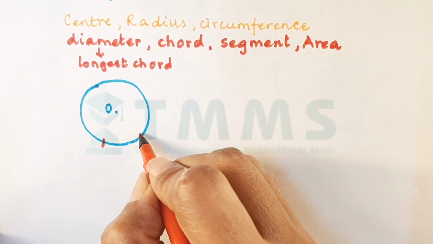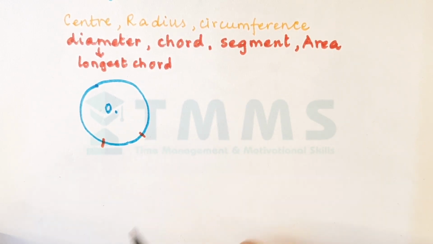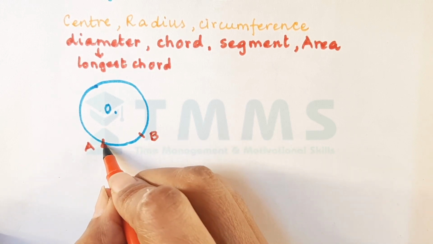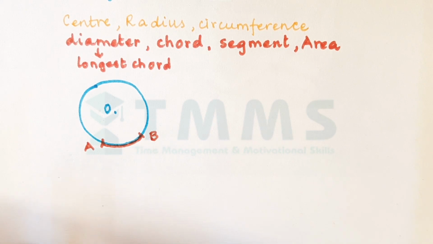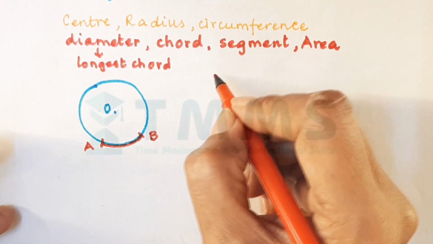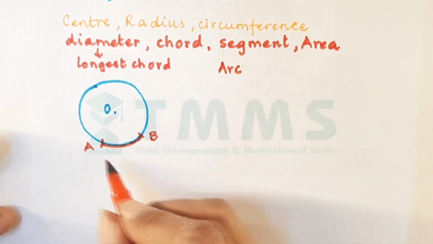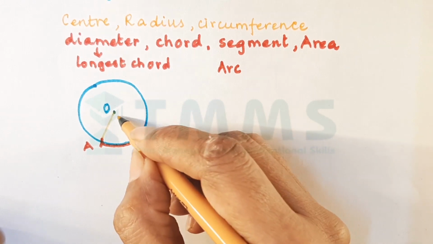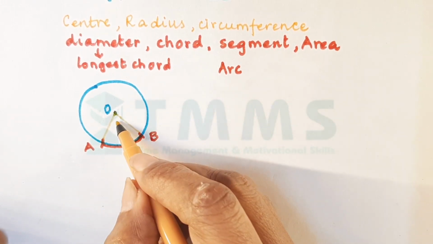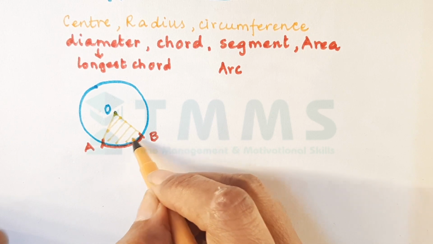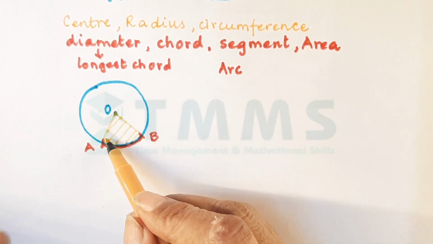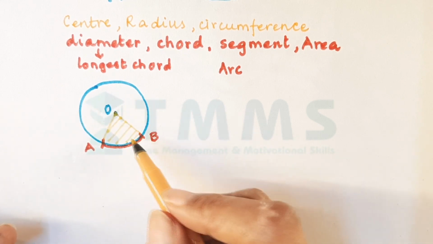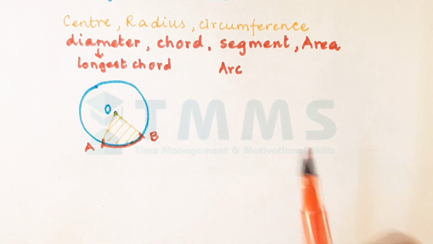If we take any two points on this circumference, let us call them point A and point B, this portion becomes the arc. So what is the arc? The arc is the part of the circumference. The endpoints of the arc can be joined to the center of the circle, and if we do that, we get a part of the circle which actually looks like a pizza or a cake slice, right? Okay, now this portion is the sector.